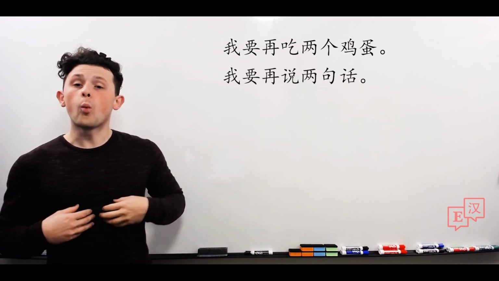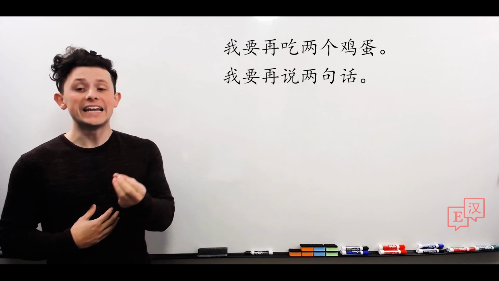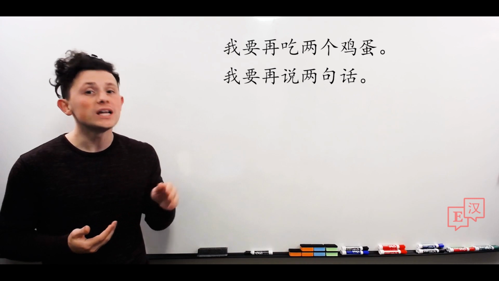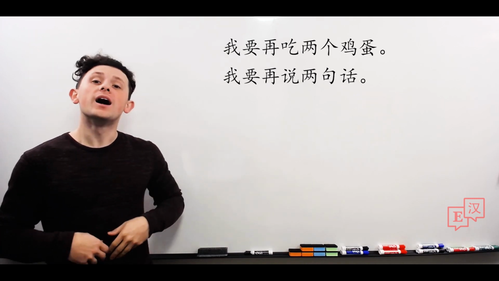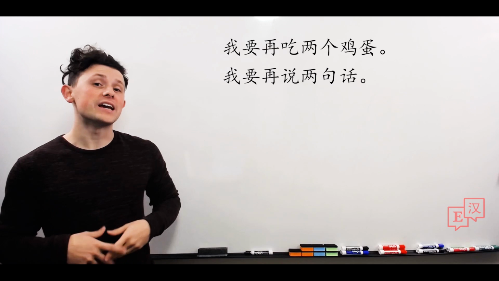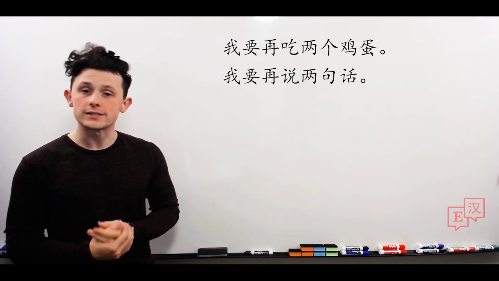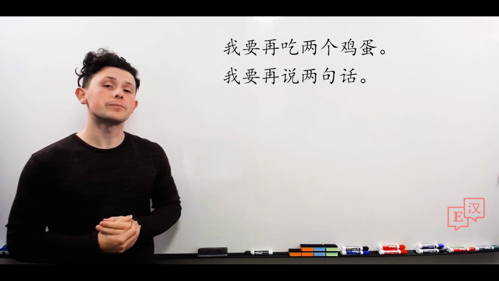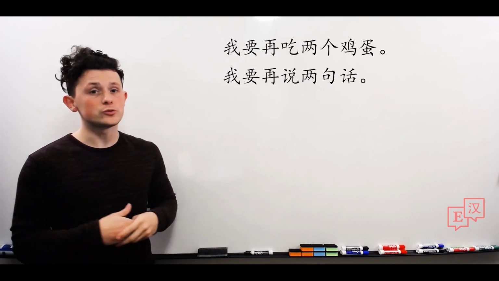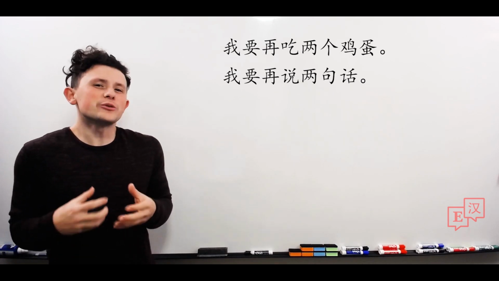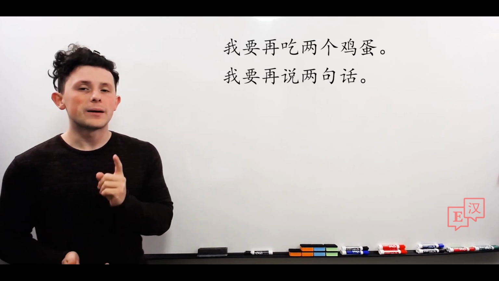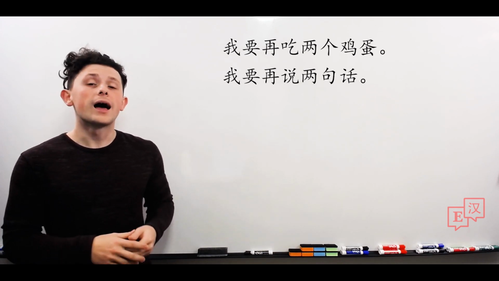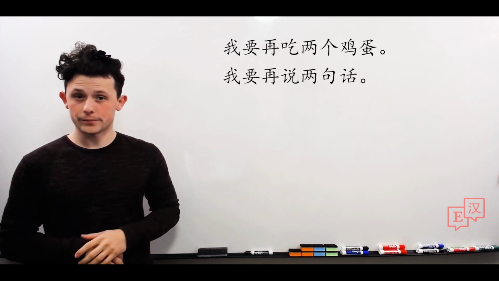Another example. 我要再说2句话. I would like to say another 2 words or another 2 sentences. I would like to speak again. I would like to speak another 2 words. 我要再说2句话. So you'll note here, this is used essentially the same as 又. But again, it can be used for now or in the future, distant or present. But it cannot be used in the past, ever.